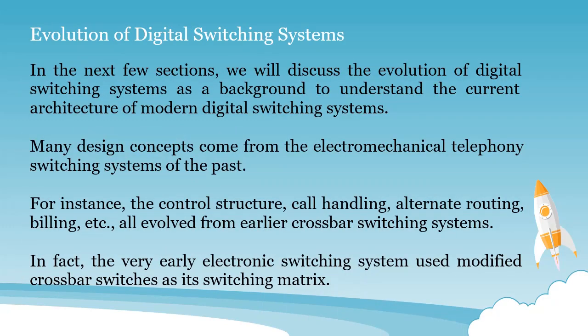In the next few sections, we will discuss the evolution of digital switching systems as a background to understand the current architecture of modern digital switching systems. Many design concepts come from the electromechanical telephony switching systems of the past. For instance, the control structure, call handling, alternate routing, billing, etc., all evolved from earlier crossbar switching systems. In fact, the very early electronic switching system used modified crossbar switches as its switching matrix.